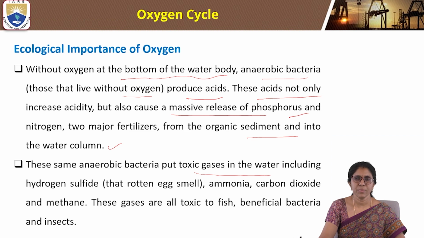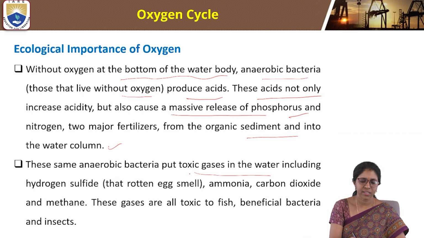So this anaerobic bacteria is producing acids, which are increasing the acidic nature of the water and causing the release of phosphorus as well as nitrogen. These anaerobic bacteria also put toxic gases in the water, including hydrogen sulfide. So it has a rotten smell.